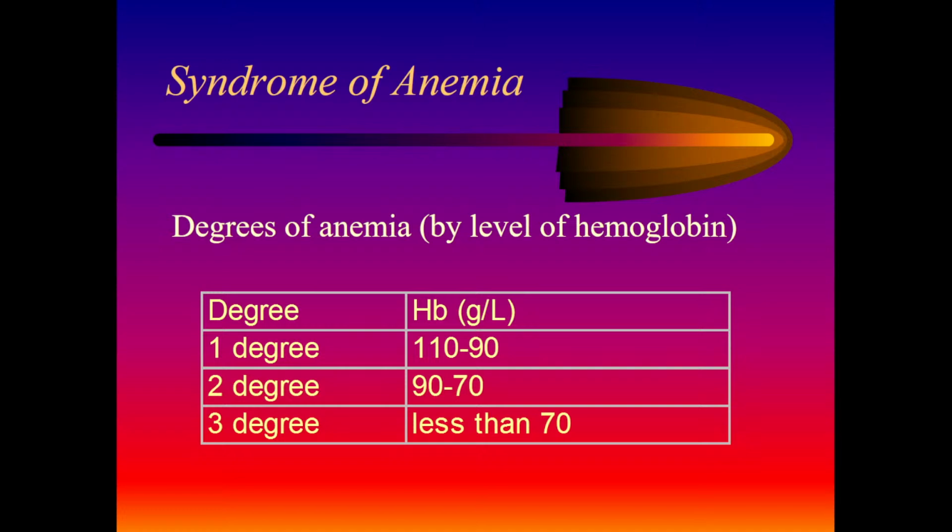We can classify different degrees of anemia by level of hemoglobin. The first degree of anemia is hemoglobin between 90 to 110. Second degree of anemia is between 70 to 90 grams per liter, and third degree is less than 70 grams per liter.